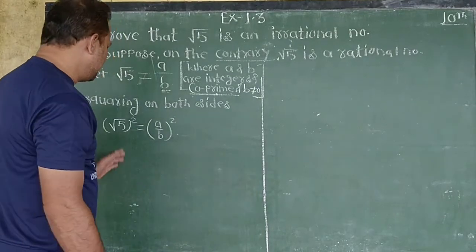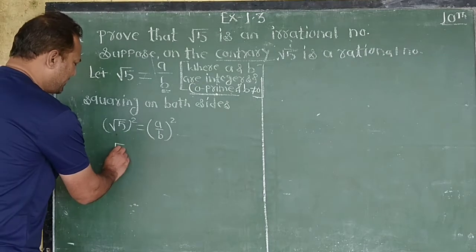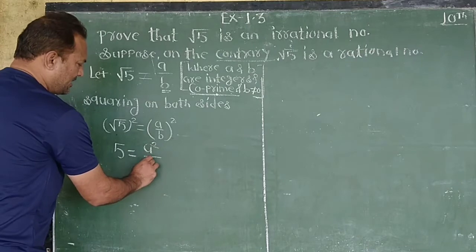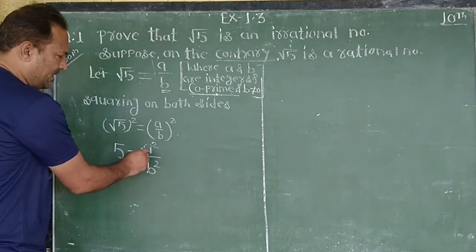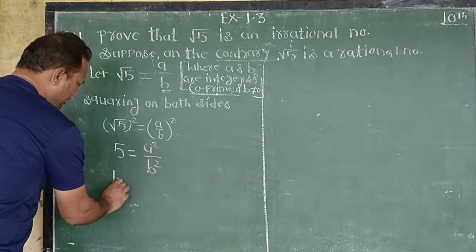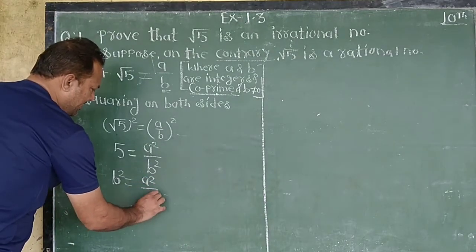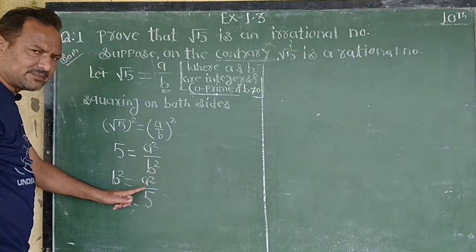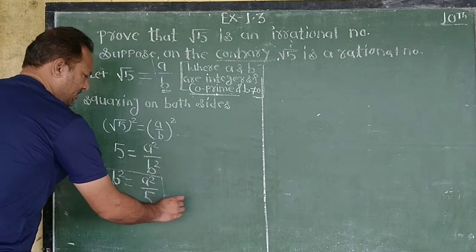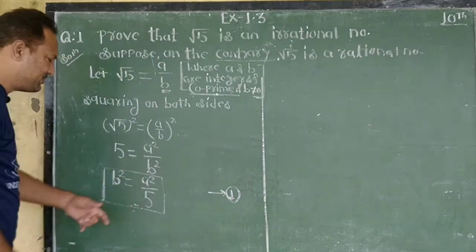If we simplify this one, what is the square of root 5? Root 5 multiplied by root 5 means only 5, is equal to a square by b square. Now change the side: b square is equal to a square divided by 5. If you want, make a box over this and call this equation 1. Then what is the conclusion about this one?